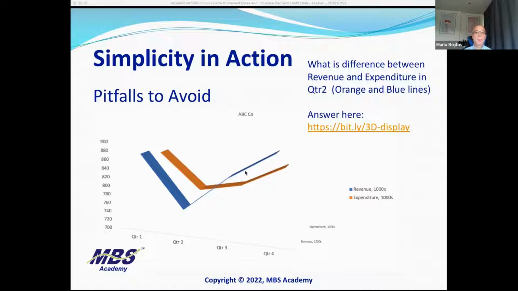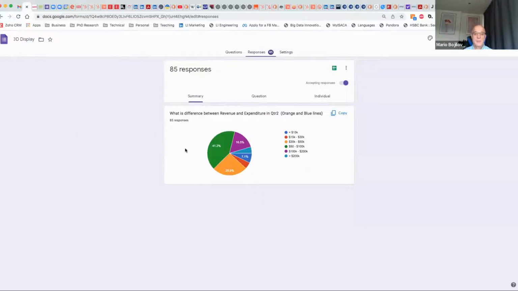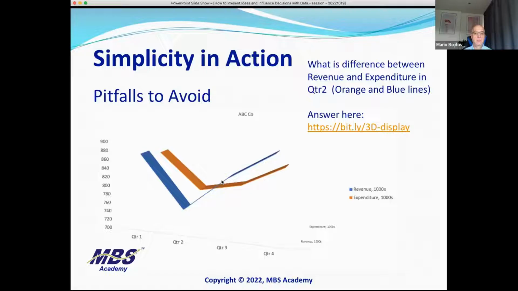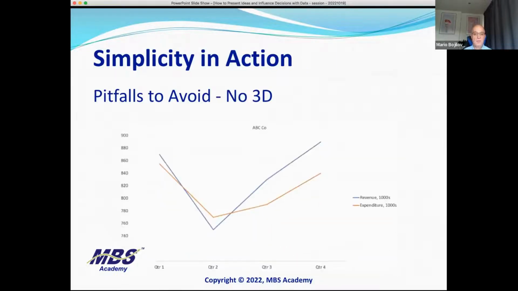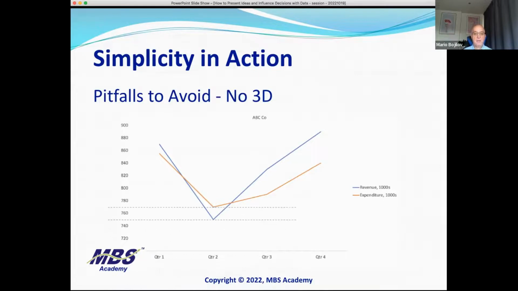All right, so I want to share something with you, which is the results of the poll. I run that poll every time I run a paid course or this session. The correct answer, if I show you the same set of lines in 2D, is here, and it is about 20,000.